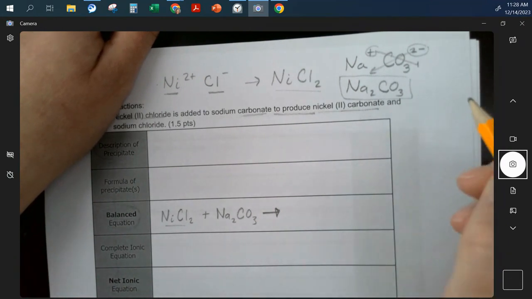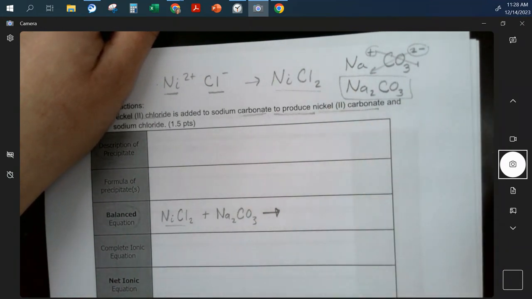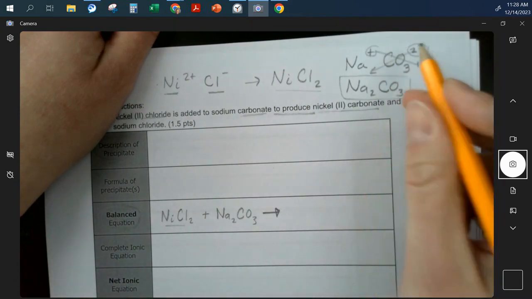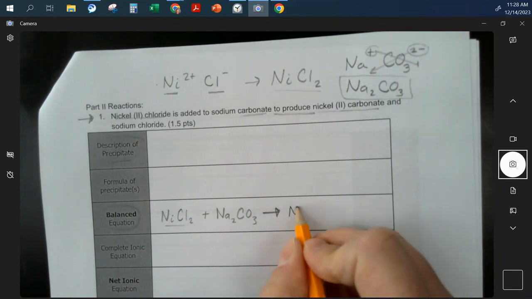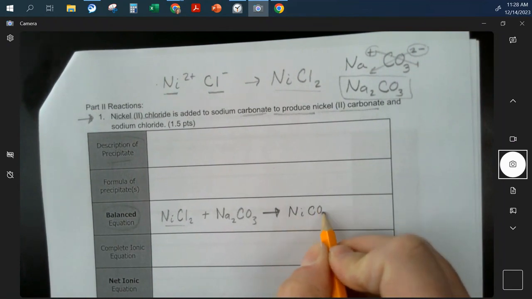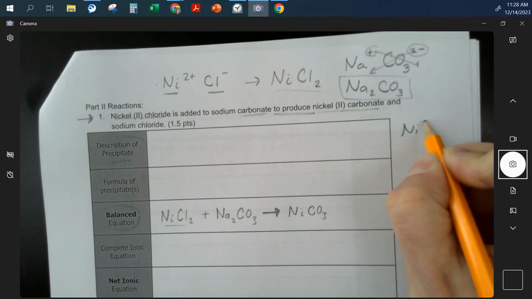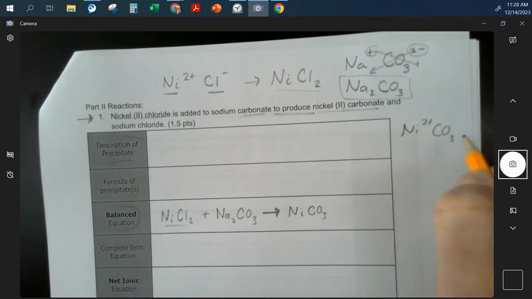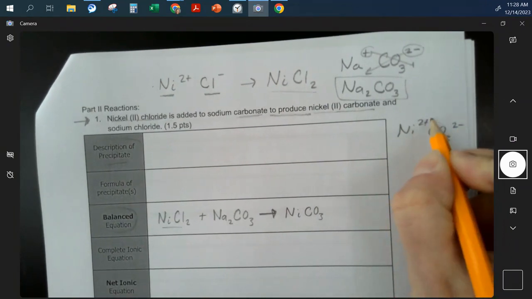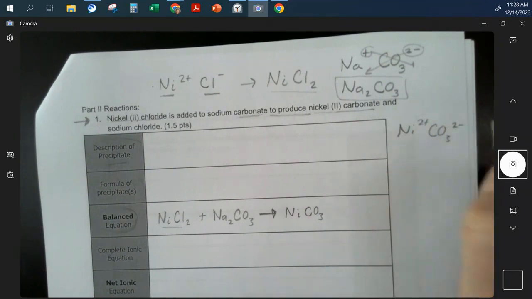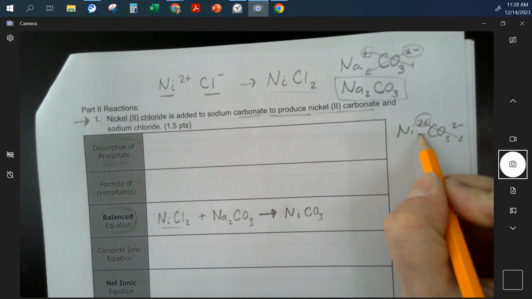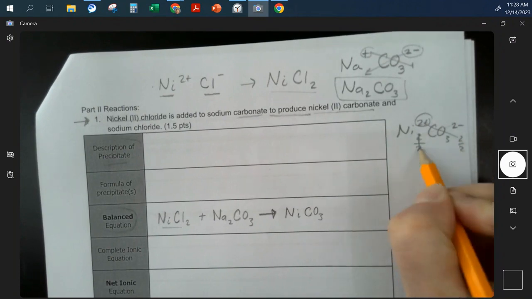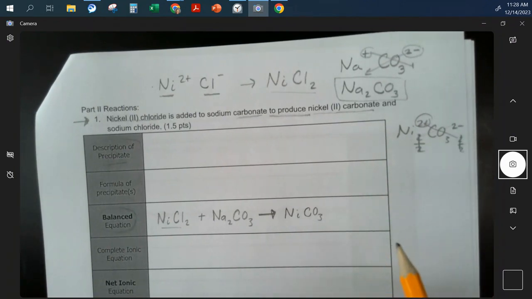What would we have? Nickel has a 2 plus charge. We have carbonate. What would our formula be? NiCO3, good. So Ni has a 2 plus charge. Carbonate has a 2 minus charge. We just need 1 of each to balance those. Or we could put the 2 down here and the 2 down here and then simplify. That would work too.